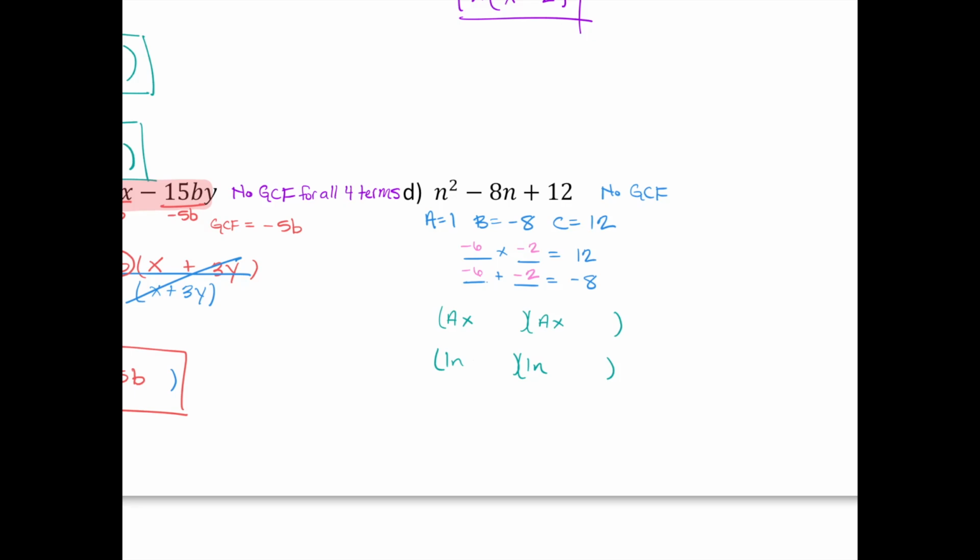And the two numbers are -6 and -2. Then check to see if I can simplify the 1 and the 6. Can I divide both those by a number? No. 1 and -2? No. So then it stays as 1n, but we can just write n. And then 1n, but we can just write n. And that is the final answer.